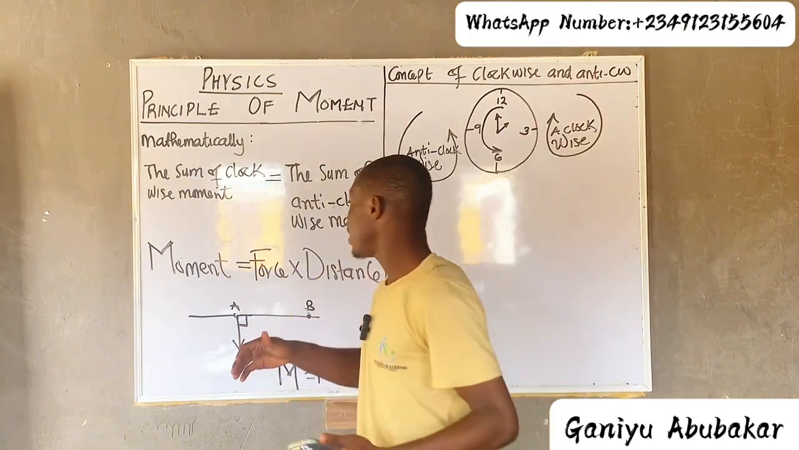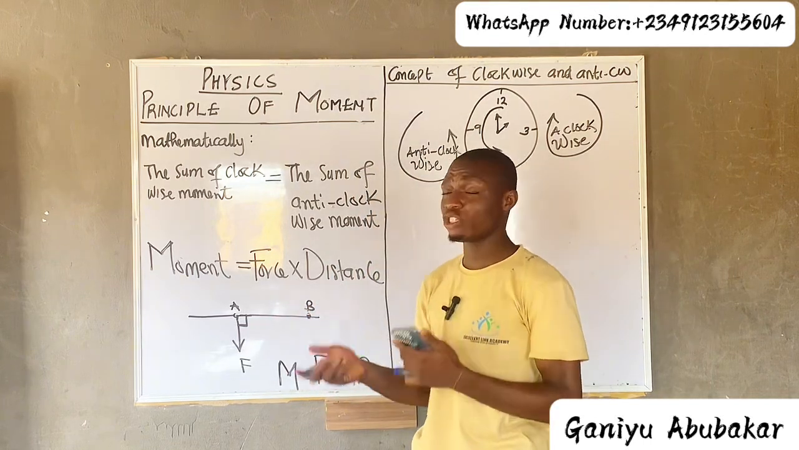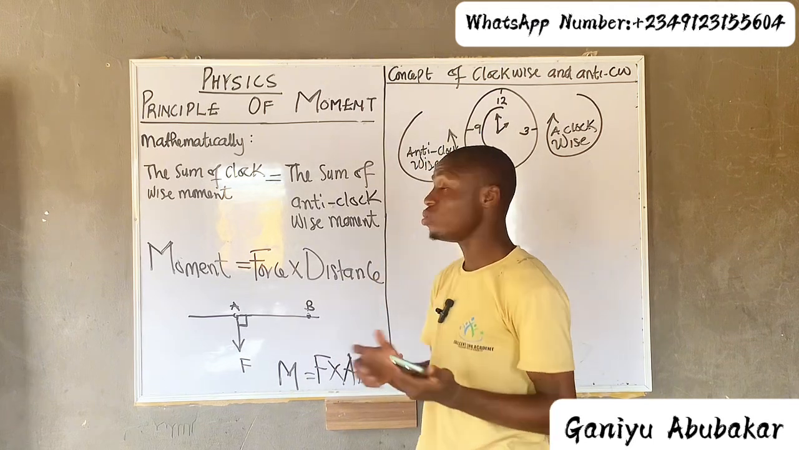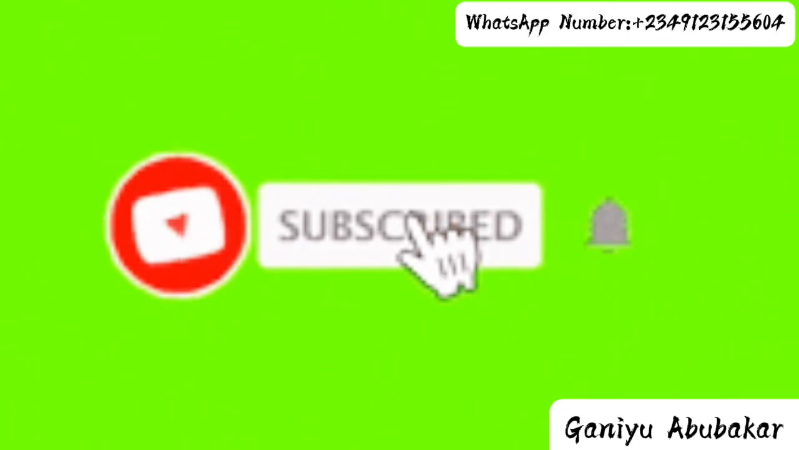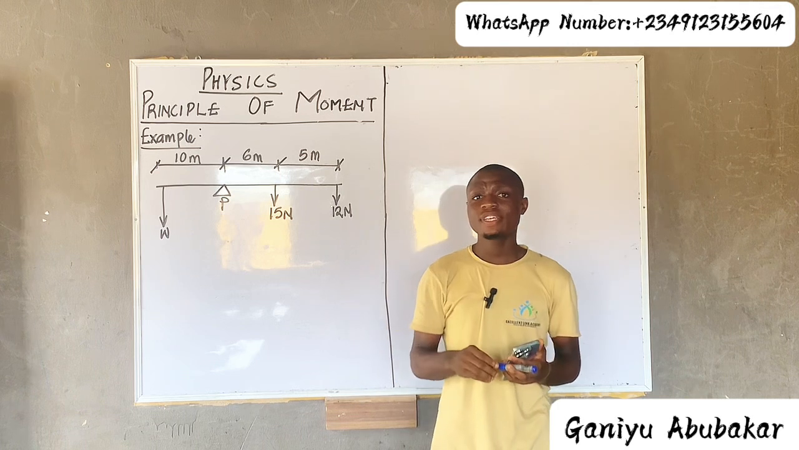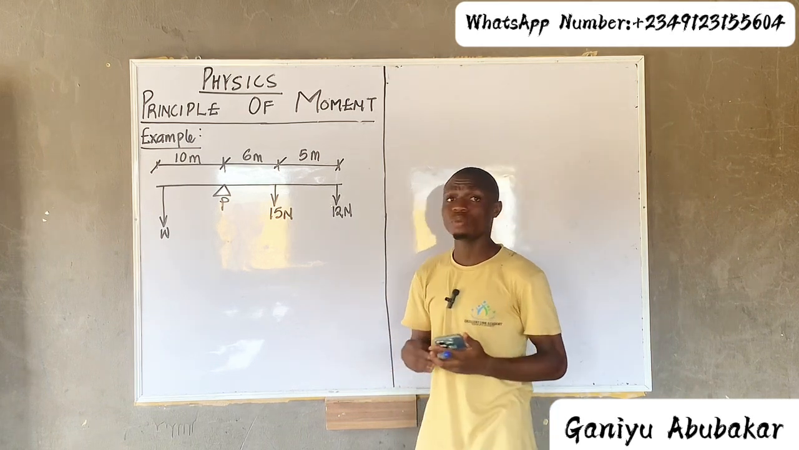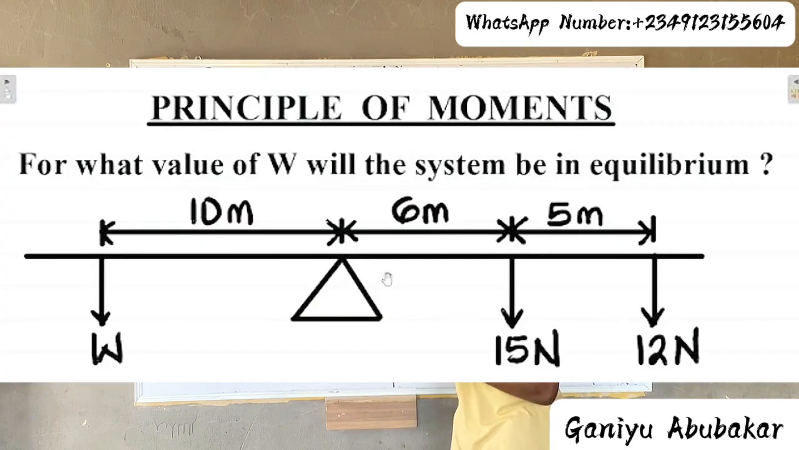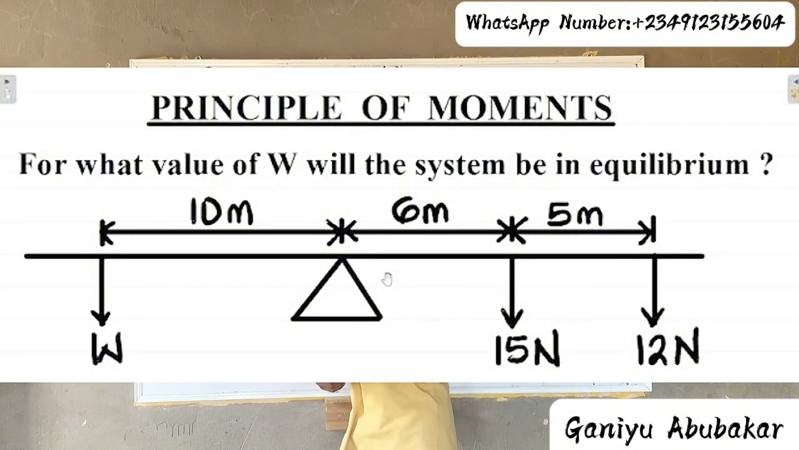Having said this, let's take a few examination past questions and solve together and perhaps see what we get through that process. Welcome back. Let's take the first example in the study of the principle of moments. Example 1 says, for what value of W would the system be in equilibrium? So the question says, for what value of W will this system be in equilibrium?